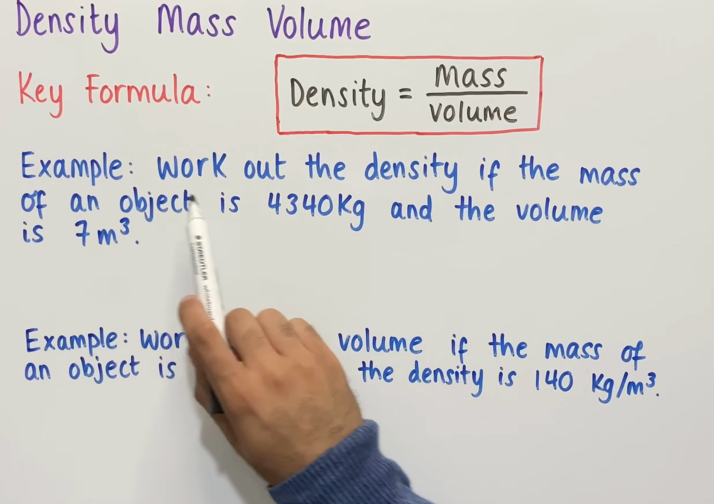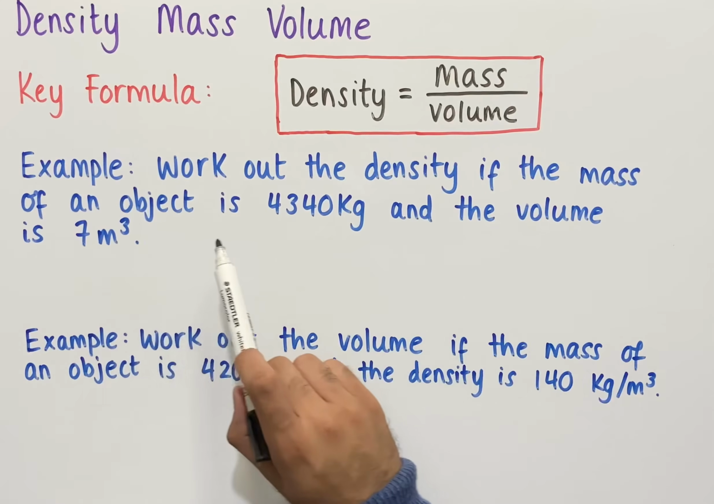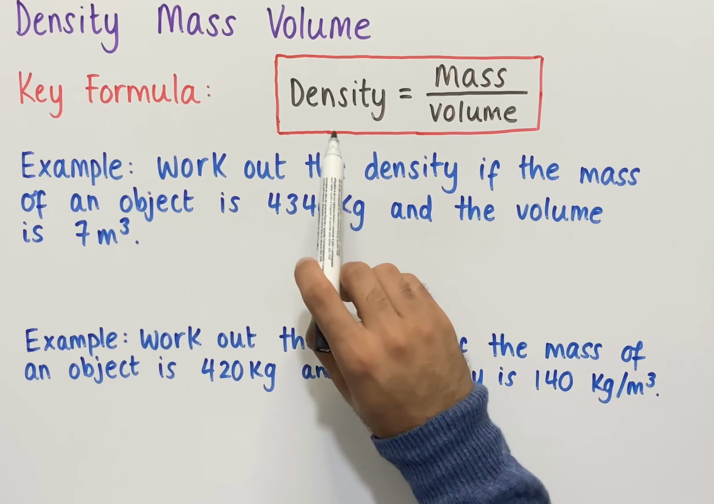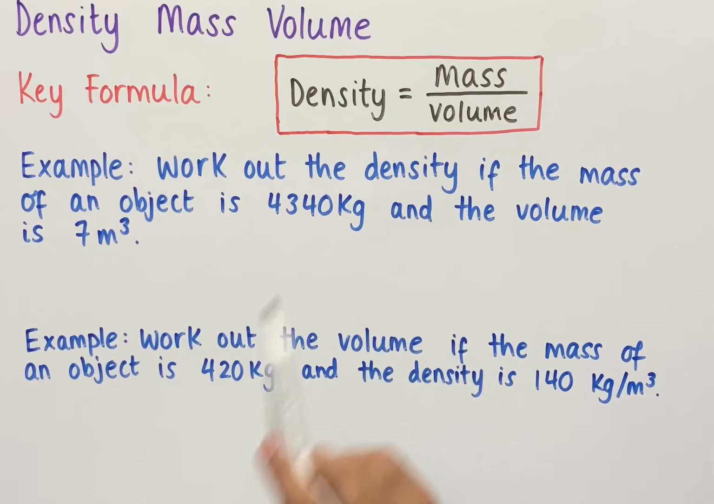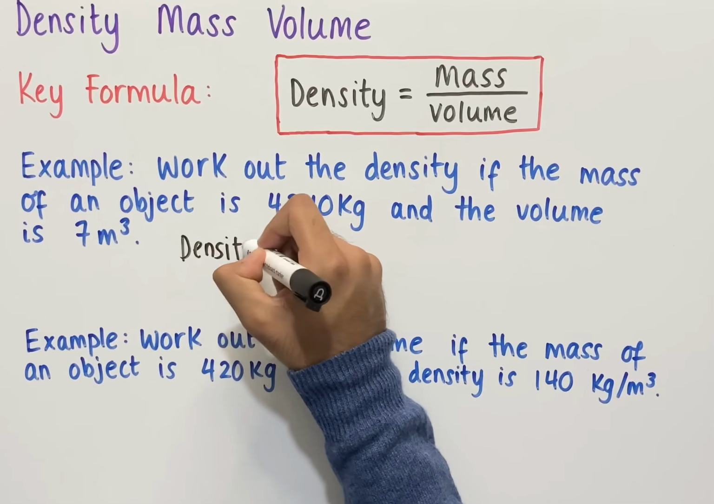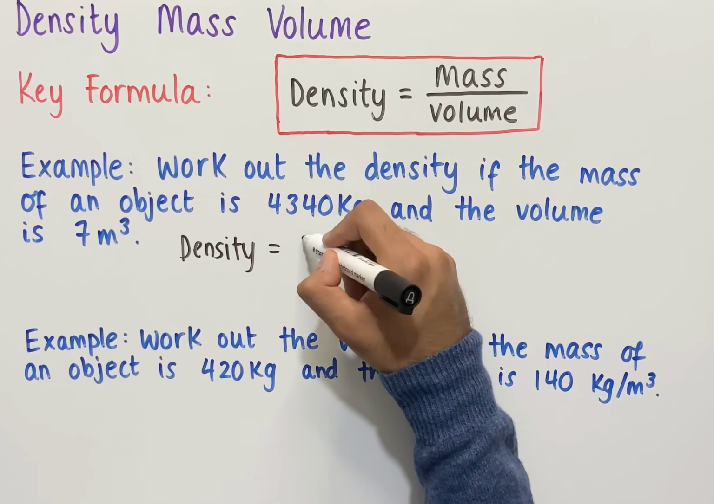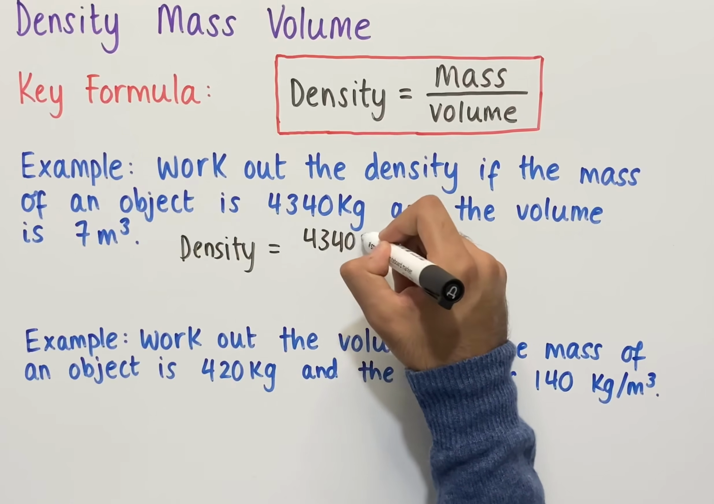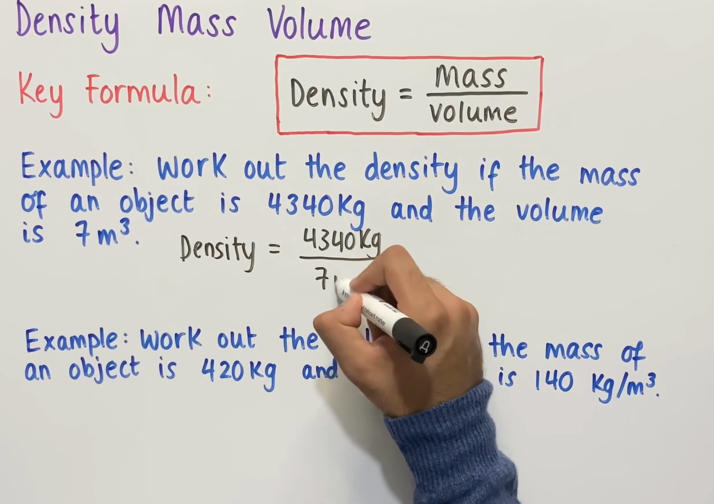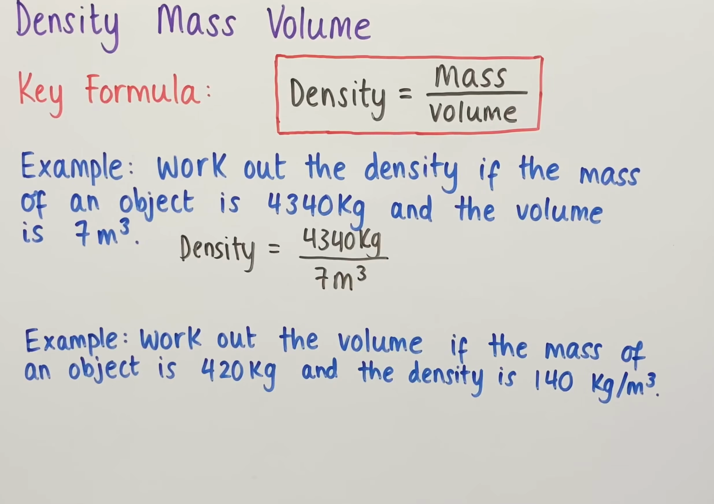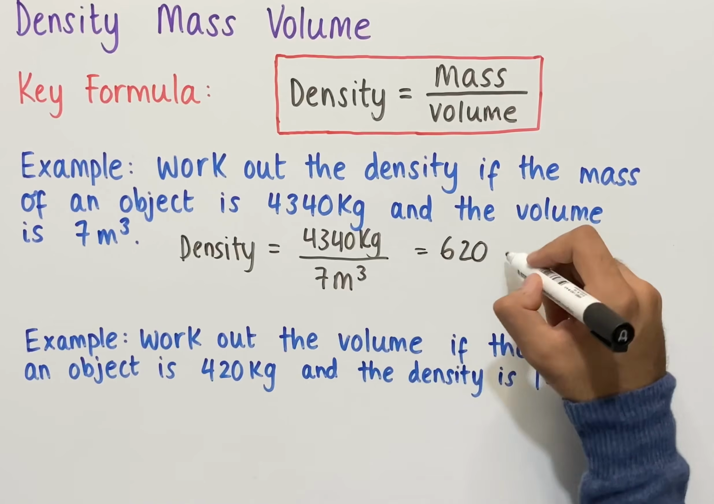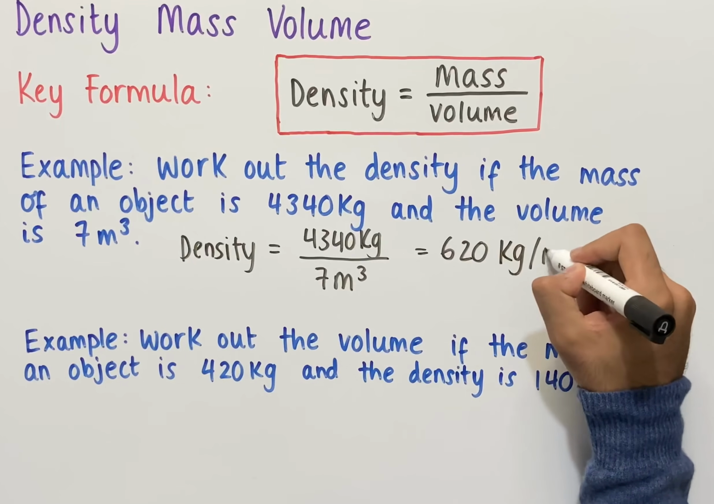So the first example says work out the density if the mass of an object is 4,340 kilograms and the volume is 7 meters cubed. So we can use the formula density equals mass divided by volume, and so we have that the density equals the mass in this question, which is 4,340 kilograms, divided by the volume, which is 7 meters cubed. If we work this out, then we find that we get an answer of 620, and our units are kilograms per meters cubed.